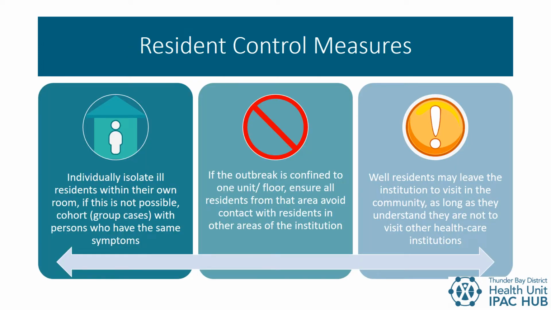Resident control measures. When possible, it's always ideal to isolate ill residents within their own room. When it's not possible, cohort individuals with the same symptoms. If the outbreak is not facility-wide and is confined to one area of the facility, ensure the residents or clients stay within their own area and avoid cross-mingling. Examples would be floor 2 clients would stay on floor 2. They wouldn't allow floor 1 clients to enter the second floor, or clients from floor 2 to enter floor 1. Residents are allowed to leave the facility, but should be asked not to visit other healthcare institutions to ensure outbreaks aren't brought to other facilities.